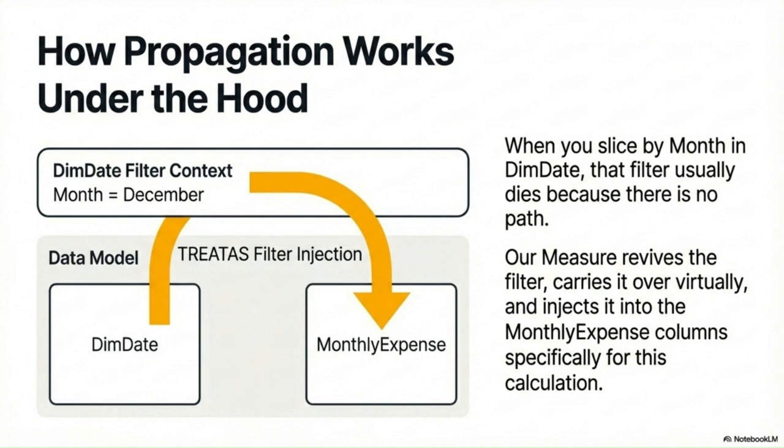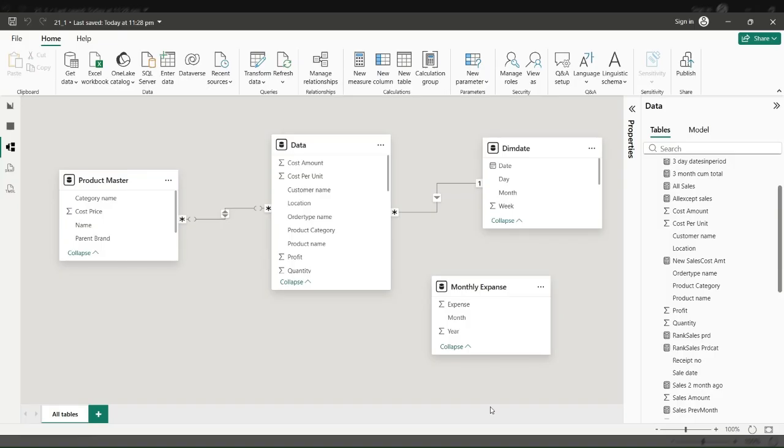So now we have seen the theoretical version, and we'll also see a practical example of this function. Let's see the practical example of using TREATAS. Here we have a relationship between each of the tables, so each table has a relationship with another table. But here the Dim Date and Monthly Expense tables don't have any relationship, or there's no proper scope where we can make a relationship work.